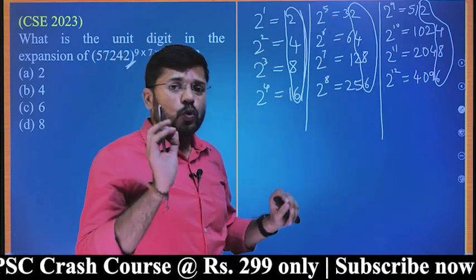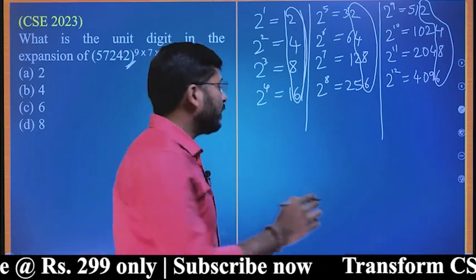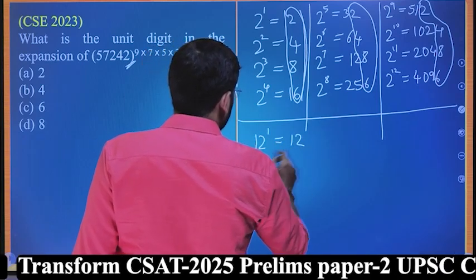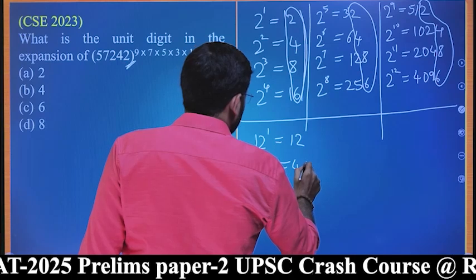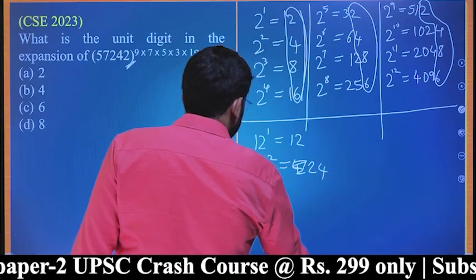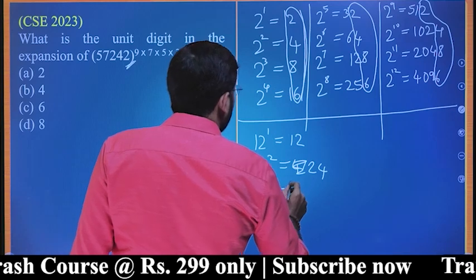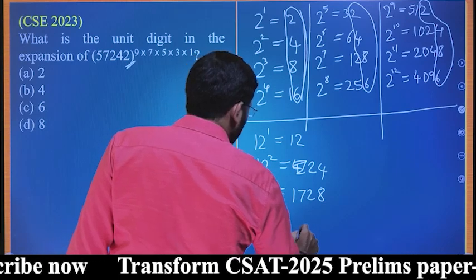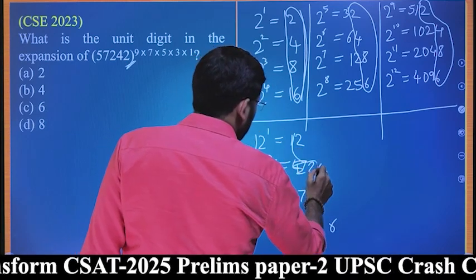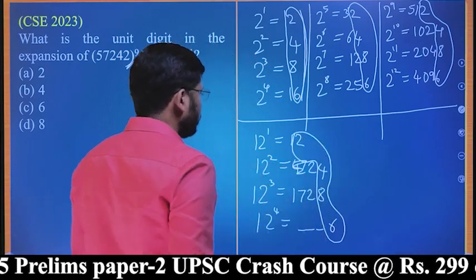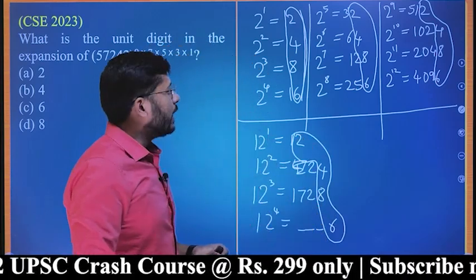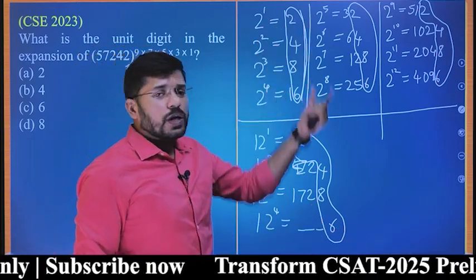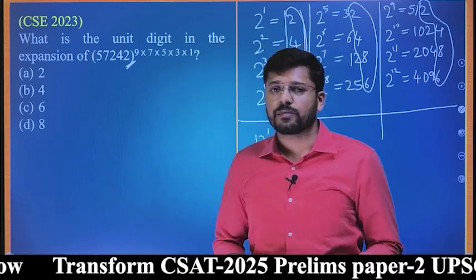Now, this is not applicable to only 2. Any number that ends with 2 will follow the same pattern. For example, 12 to the power of 1 is 12. 12 square is 144. Then 12 cube, I think it is 1728 or something. And 12 to the power of 4, I do not know the value, but it will end with 6. So here also you will get 2486. So any number ending with 2, when you raise it to any power, the last digit of the resultant number will follow the same pattern. So that is the logic here.